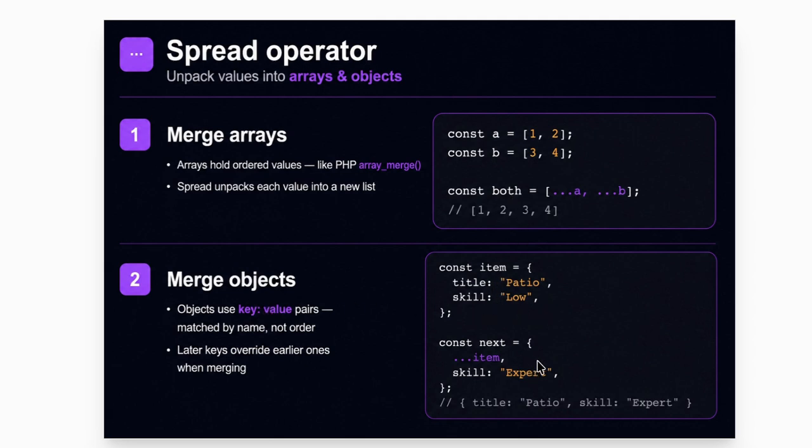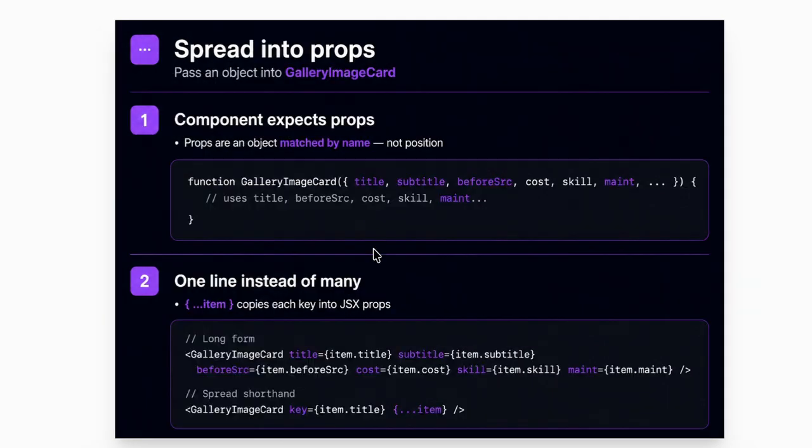In this case, we use the spread item, which gives us title and scale. And then we pass another scale again. Then that will give us the replacement of that low scale. So the result is title is patio and scale is expert because we use this new one here. So this can be useful for maybe updating an array with new values such as user preferences or maybe a flag. So next we're going to look at using that spread operator to pass an item to components.